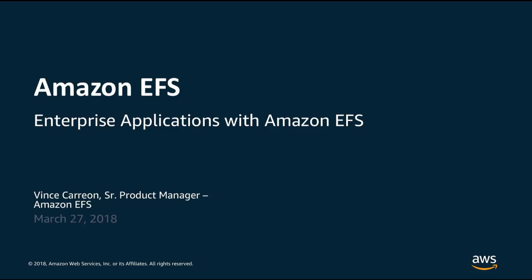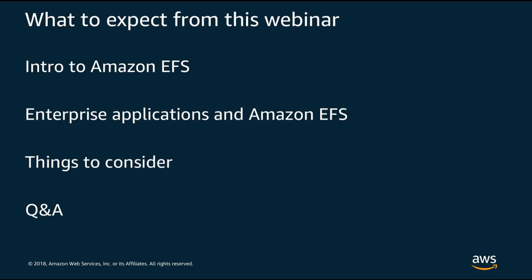We have quite a bit planned for this webinar. We'd love to talk about enterprise applications with Amazon EFS. So today we're going to start with an intro to Amazon EFS. We'll then take a look at some enterprise applications and how they're using Amazon EFS. Then we'll go over some things to consider as you do functional and performance testing, as well as what to consider when choosing appropriate performance options to meet your needs. And then at the end, we'll leave some time for any Q&A that you might have. So let's get started.